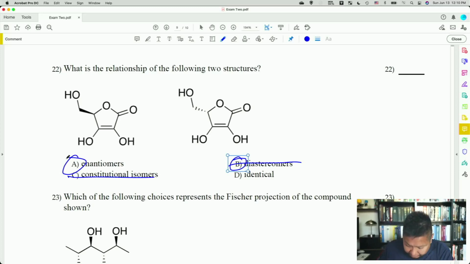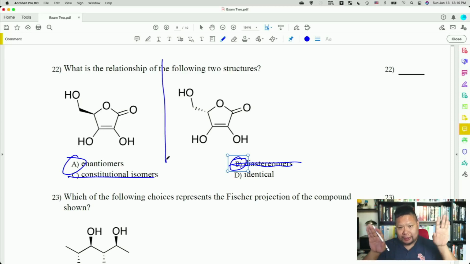Because they're not diastereomers, because they are non-superimposable mirror images. These are mirror images of each other, right? If you were to put them face to face with the OH on both sides at the same side, they are mirror images, but they are non-superimposable mirror images, right? So because of the chiral center right there, it's definitely enantiomers.